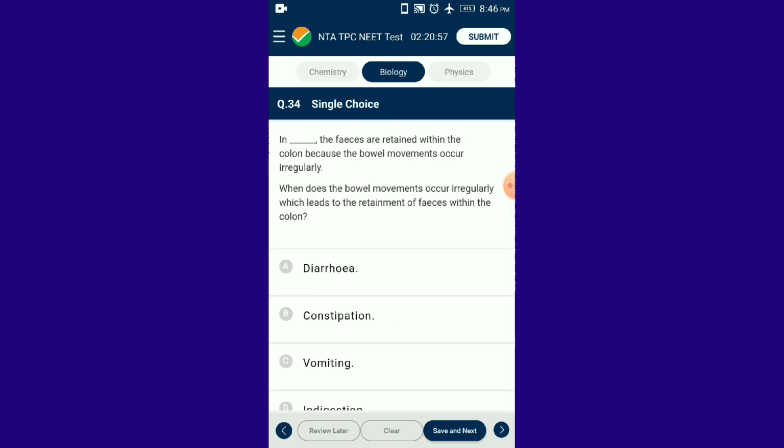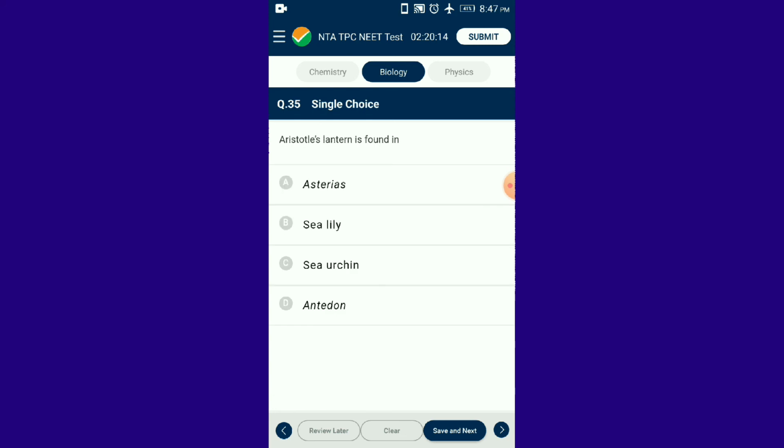Question number 34. In constipation, the metabolic waste is retained within the colon because the bowel movement occurs irregularly. Constipation is a disorder in which there is a retention of metabolic waste in the colon.